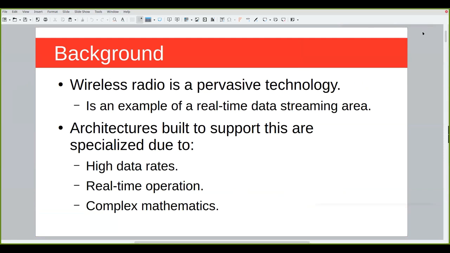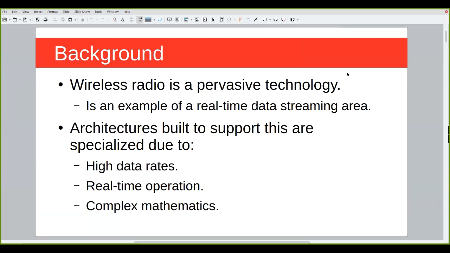This slide is about the background of the paper. The area that was chosen to investigate was wireless radio. It's an ever-important technology that's used today, where it's often the only communication option available on modern devices. But wireless radio usually requires specialized hardware.